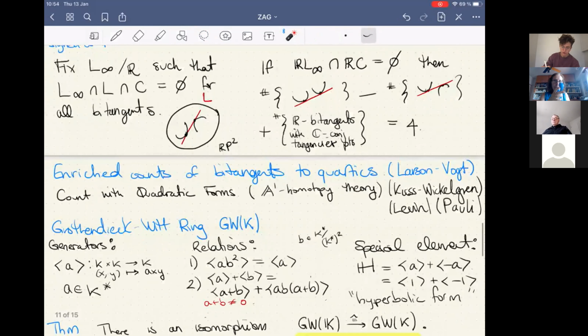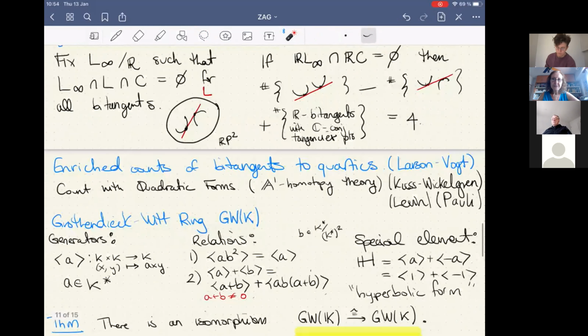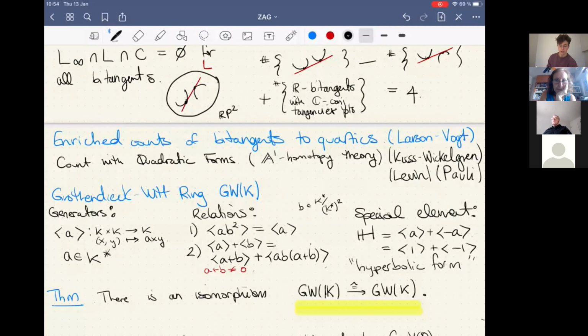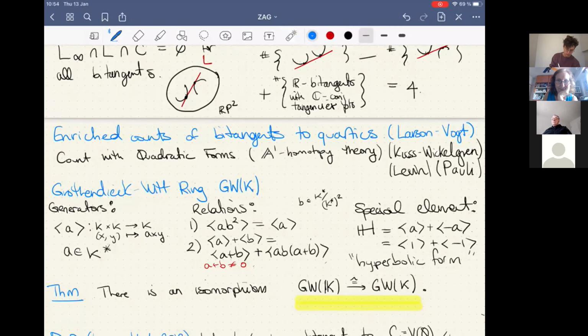And the other indication that tropical geometry could be helpful with computing these enriched invariants is the following theorem. So K here, again, this bold K, is the field of Puiseux series over the little field K. And the theorem that we prove is that there's an isomorphism between the Grothendieck-Witt group over the field of Puiseux series and the Grothendieck-Witt group over the little field K. And this is simply given by the rank 1 form with the series A in brackets gets sent to the initial of the rank 1 form.